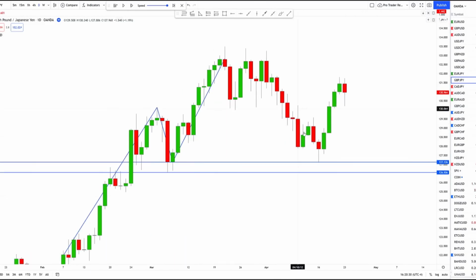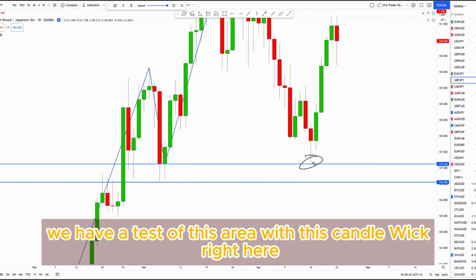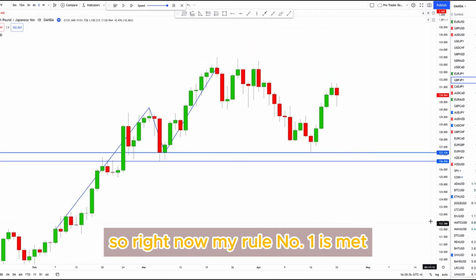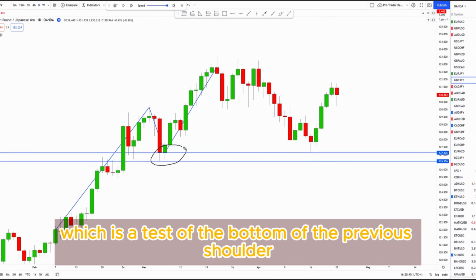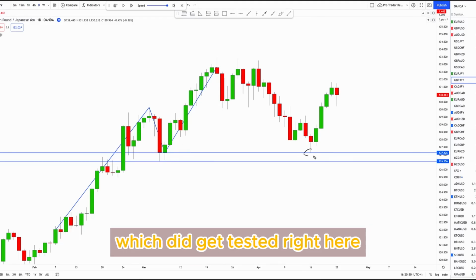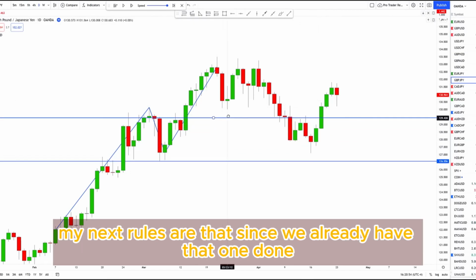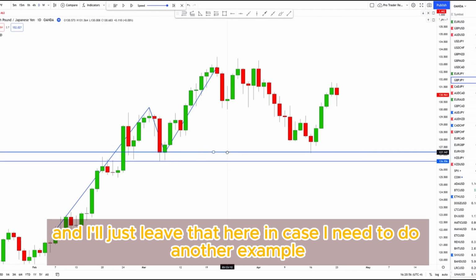Right there, we have a test of this area with this candle wick right here. So right now, my rule number 1 is met, which is a test of the bottom of the previous shoulder. So that would be this zone right here, which did get tested right here. My next rules are that, since we already have that one done, and I'll just leave that here in case I need to do another example.